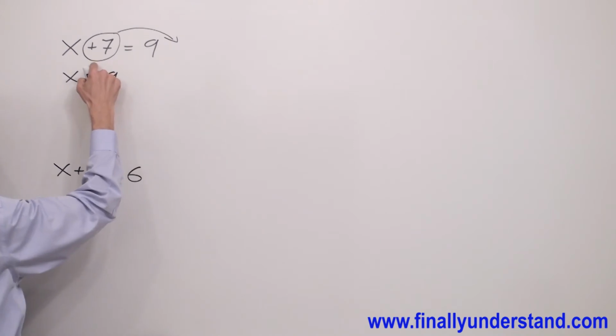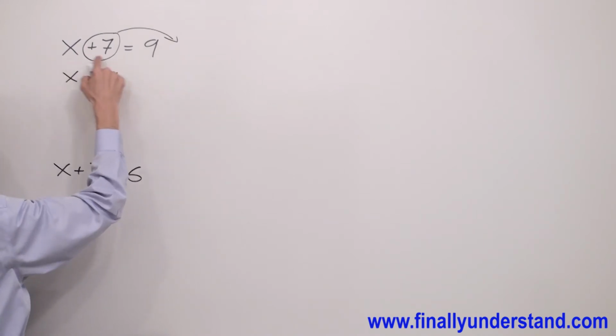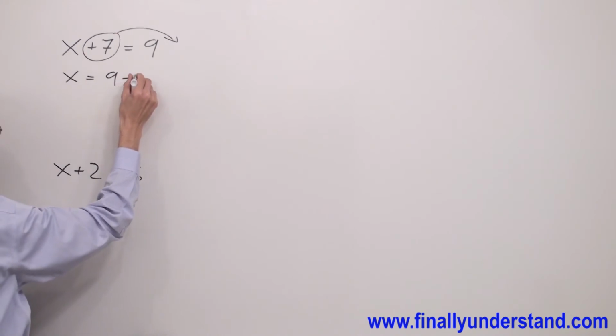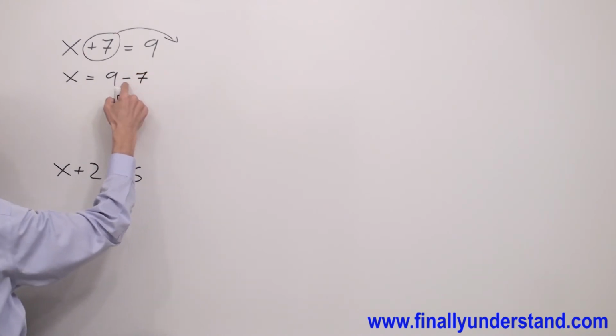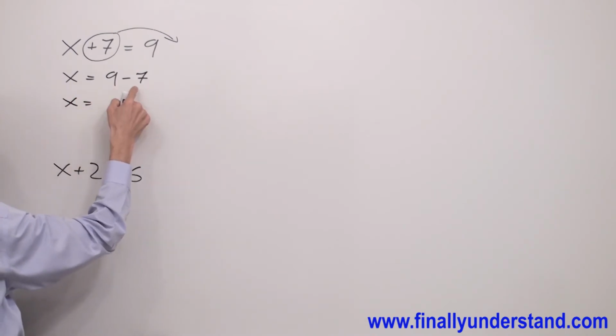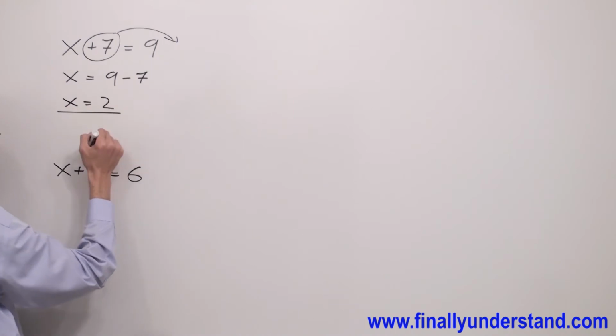Anytime I move the variable or number to the other side of the equal sign, when rest of the equation stays at the original position, I'm supposed to change the sign. That's why I'm going to have negative 7. X is equal 9 minus 7 is equal to 2. This is the solution to my problem.